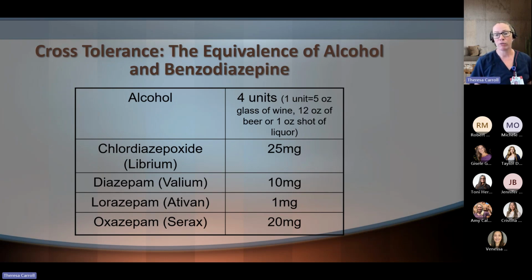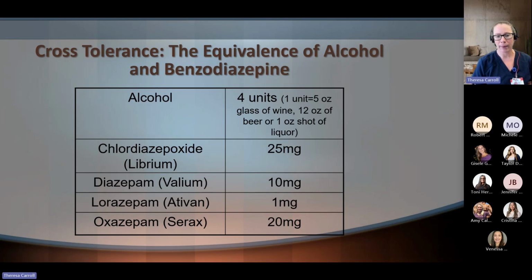For the cross tolerance, if your math works right, for alcohol, if they have 4 units, so maybe 4 drinks a day according to the reports, then the cross equivalent, the cross tolerance, is about 25 milligrams of Librium. That is what we would expect to bind up the same GABA receptors as 4 drinks a day. It would be 10 milligrams of Valium, 1 milligram of Ativan. We don't see Serax as much, but just as an FYI, that would be about 20 milligrams as well.